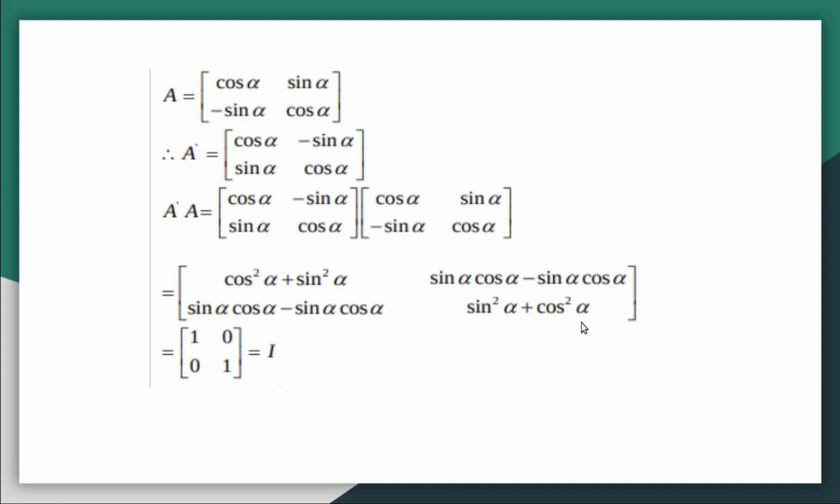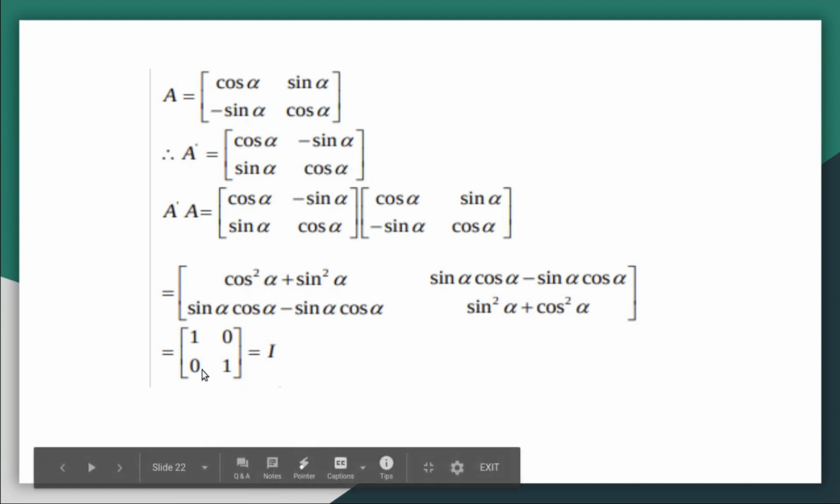is cos square alpha. Now we know that cos square alpha plus sin square alpha is 1, and here we have sin alpha cos alpha minus sin alpha cos alpha, which is 0, and here also sin alpha cos alpha minus sin alpha cos alpha is 0.